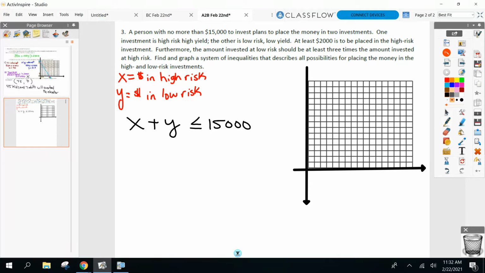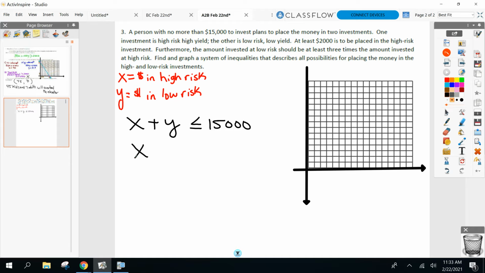Anybody want to take a stab here? High risk only, at least 2,000. X is greater than or equal to 2,000. X, good, good. X, because it's high risk, at least. A lot of people have trouble with that term, at least.